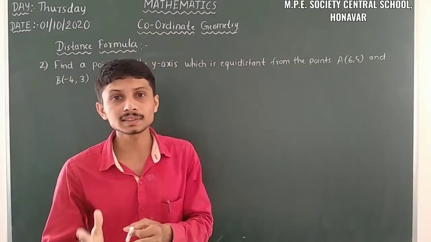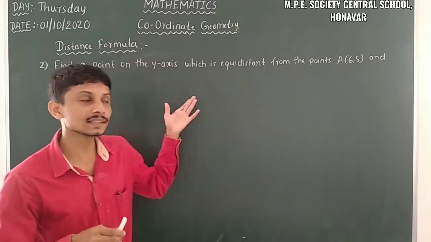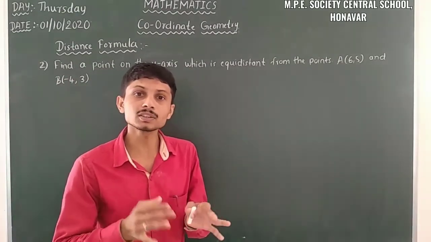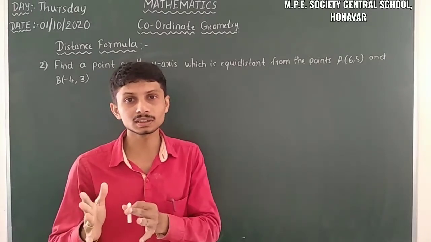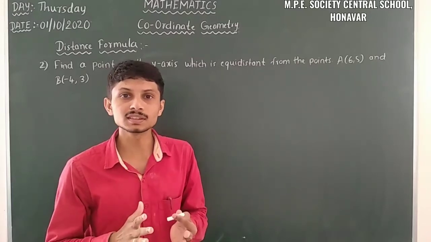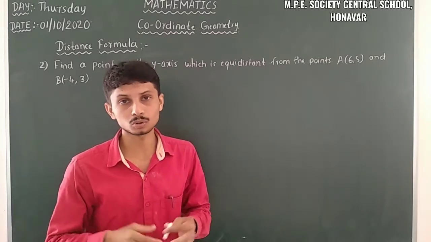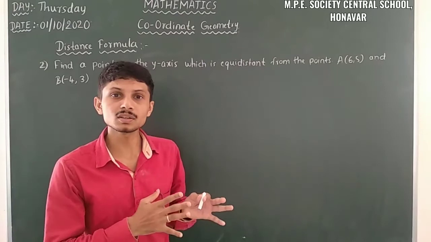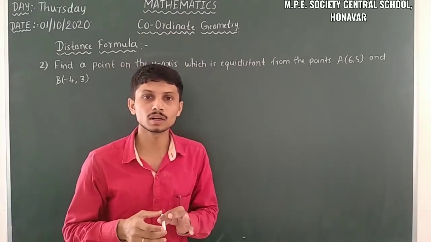So that means it has an abscissa, not an ordinate. Here in this case, to find a point on the y-axis means the point is located on the y-axis only. That means there is no perpendicular distance from the y-axis, so the abscissa is 0. The ordinate is something we don't know. So here the abscissa is 0 and the ordinate is y.